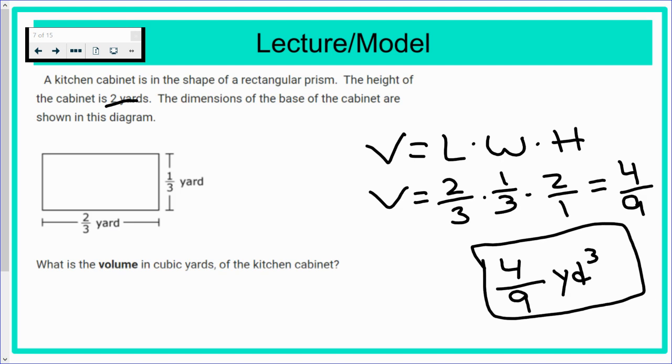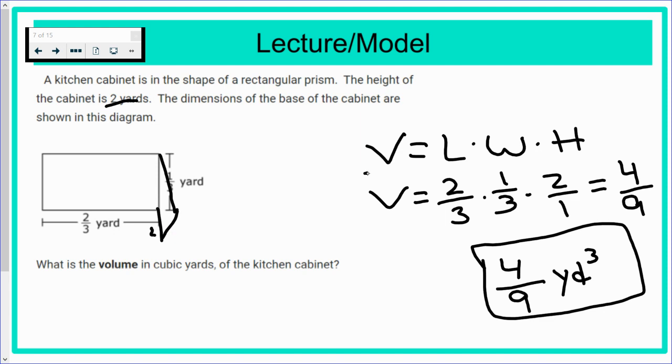A kitchen cabinet is in the shape of a rectangular prism, so all rectangles. The height of the cabinet is 2 yards. The dimensions of the base are shown. We have a length or width of 2/3 and then a length or width of 1/3. And then again, it says our height is 2. So if I kind of drew the whole cabinet here, the height would be 2 coming down.